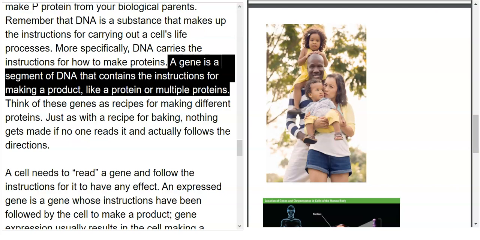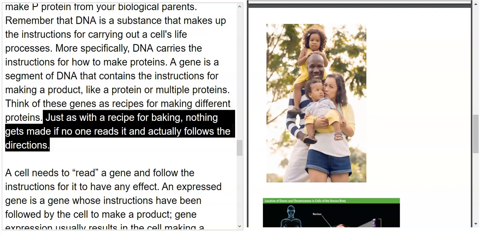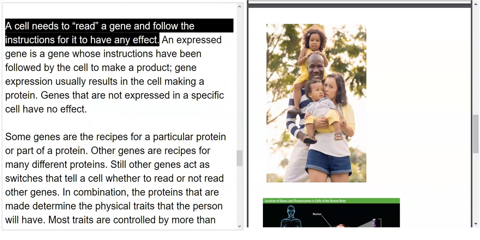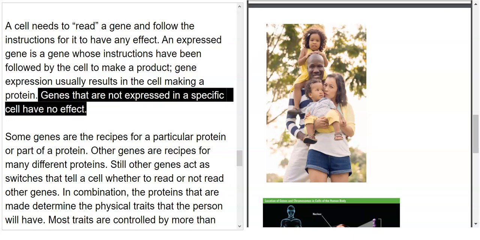A gene is a segment of DNA that contains the instructions for making a product, like a protein or multiple proteins. Think of these genes as recipes for making different proteins. Just as with a recipe for baking, nothing gets made if no one reads it and actually follows the directions. A cell needs to read a gene and follow the instructions for it to have any effect. An expressed gene is a gene whose instructions have been followed by the cell to make a product. Gene expression usually results in the cell making a protein. Genes that are not expressed in a specific cell have no effect.